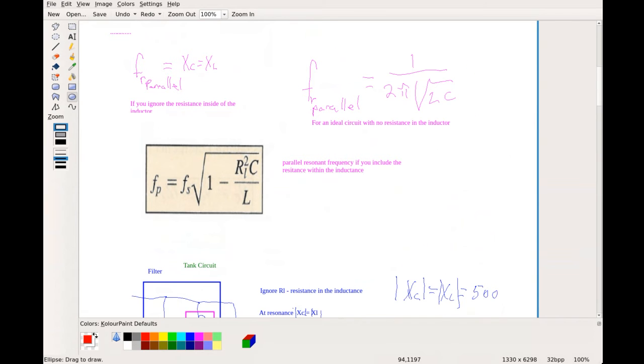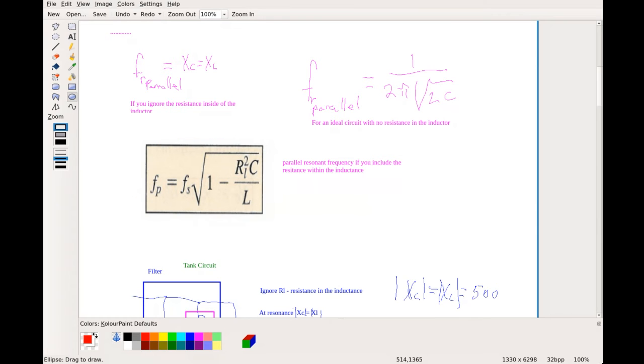But for a non-ideal one, you have to worry about the resistance inside of the inductor itself, and your frequency shifts on you. You can still find that parallel resonant frequency, but it shifted on you because of that R piece in there. So there is definitely still a resonant frequency. It doesn't go away. It just shifts over a little bit. Actually, it shifts lower.